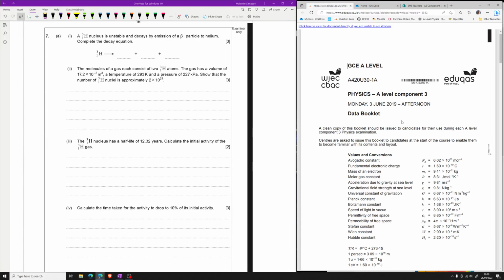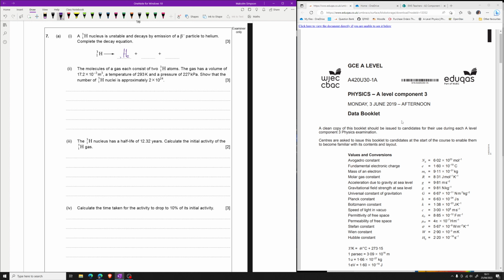Question 7, more nuclear stuff. This time it's radioactive decay. So we've got a tritium nucleus decaying by beta. Complete the decay equation. So first things first, this is turning into helium, we're told that.